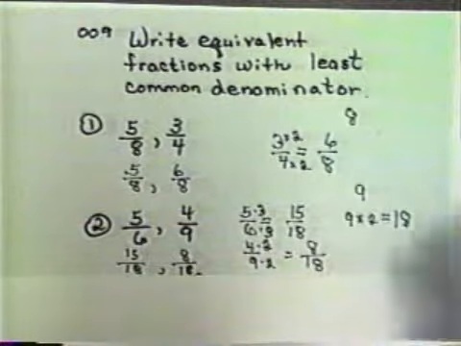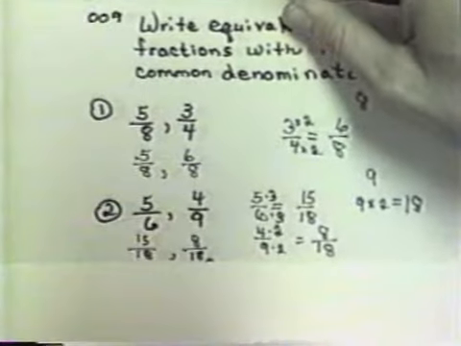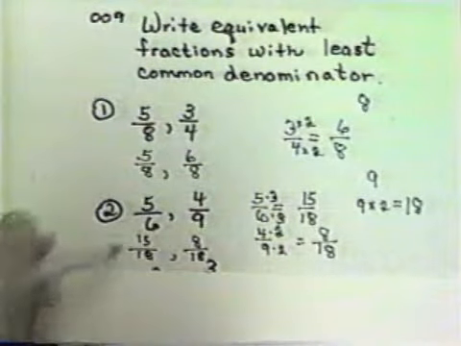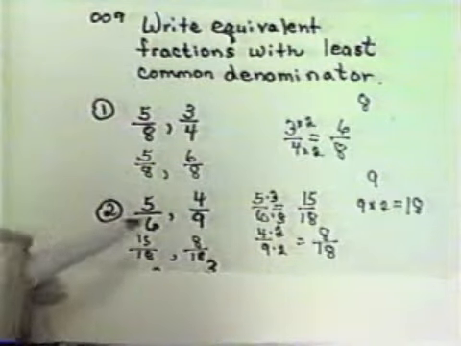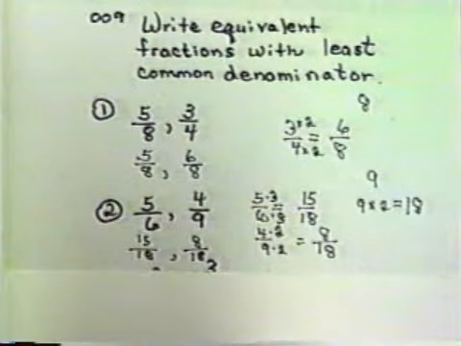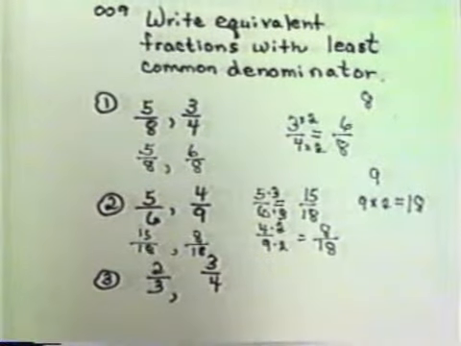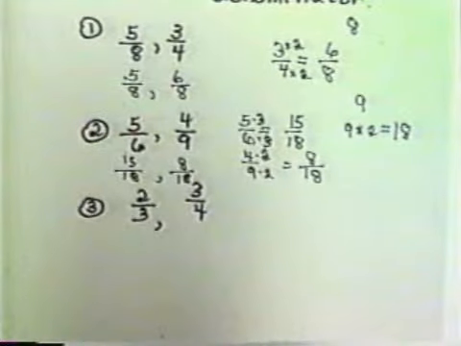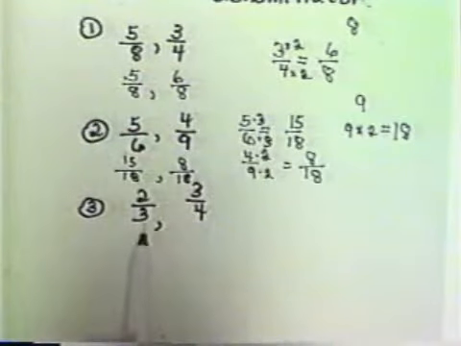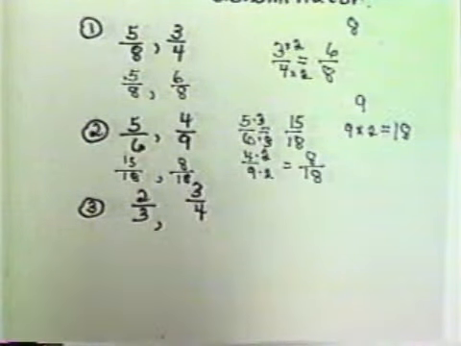So our two fractions, we turned 5/6 into 15/18 and 4/9 into 8/18. Okay, I have one more I want us to do here, and I wrote those really too close together. Let's look at the 2/3 and the 3/4 and write those with the same denominator.